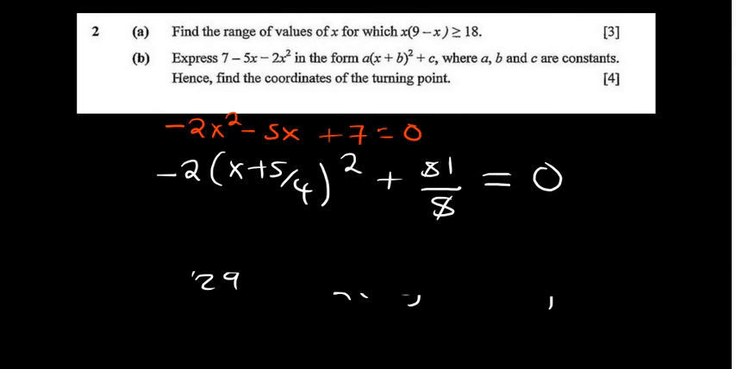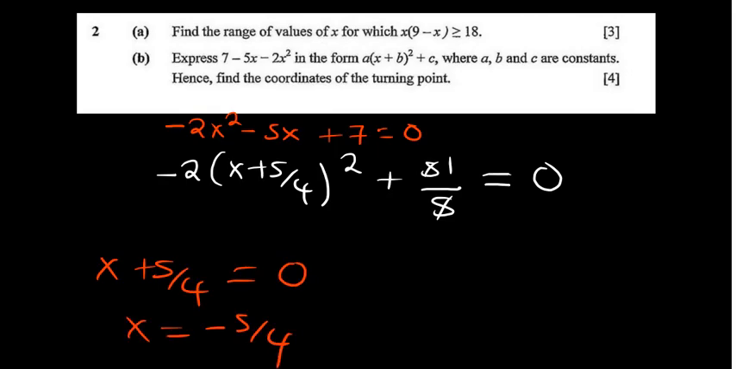So you find the turning point. The value of x is, you get that x plus 5 over 4, whatever is in the brackets, and equate it to 0. So what you find is the x coordinate for the turning point. Now the question would be, how do you know which one is the turning point in terms of that form? This c is the y coordinate. So it's negative 5 over 4, comma, 81 over 8.